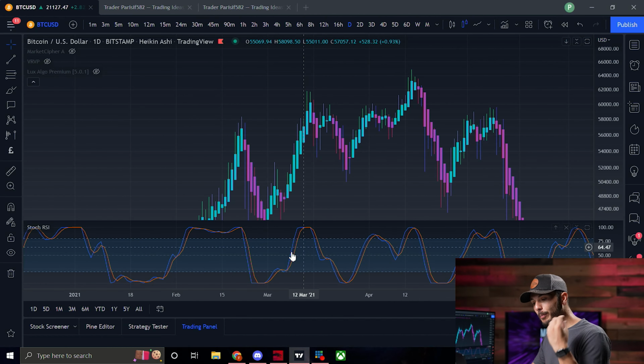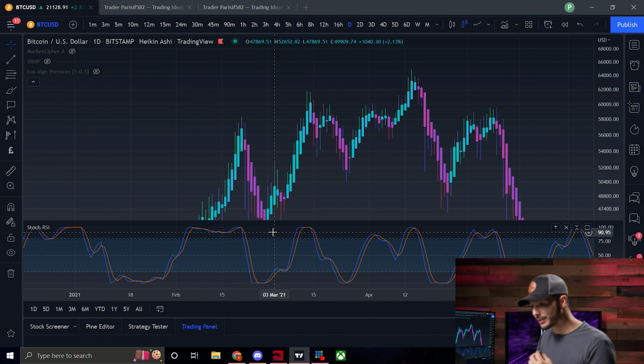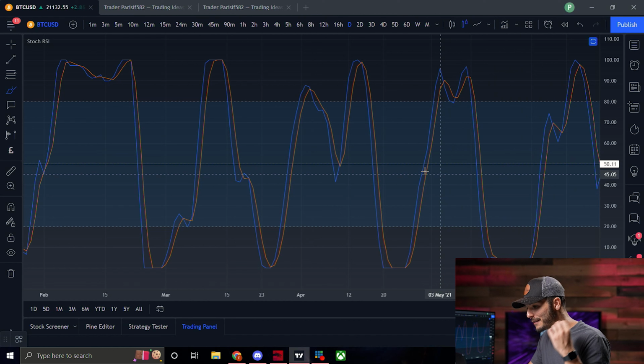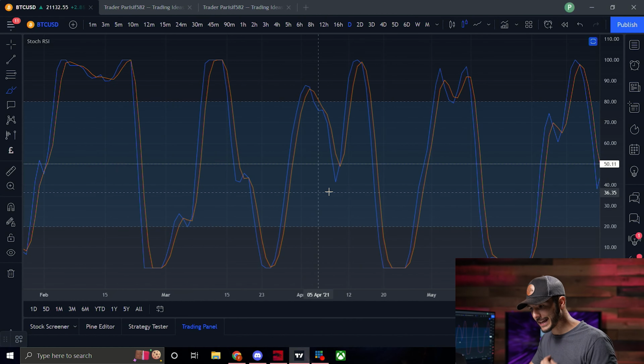Now, another part of the stochastic RSI that you want to pay attention to is going to be this center line right here, and that is the 50 line, right? So it's just the center line.